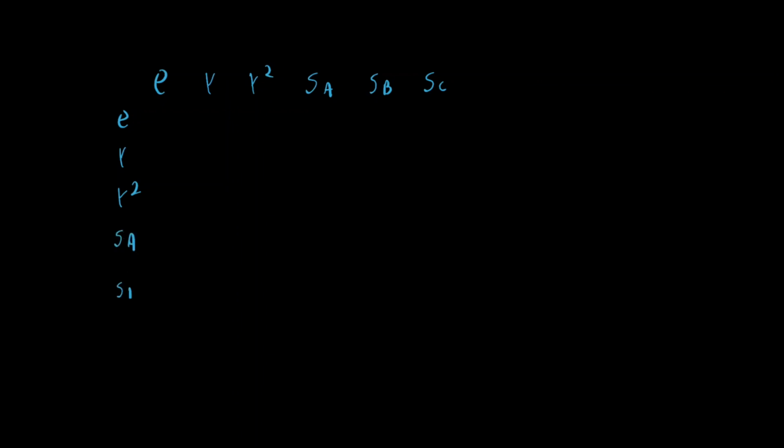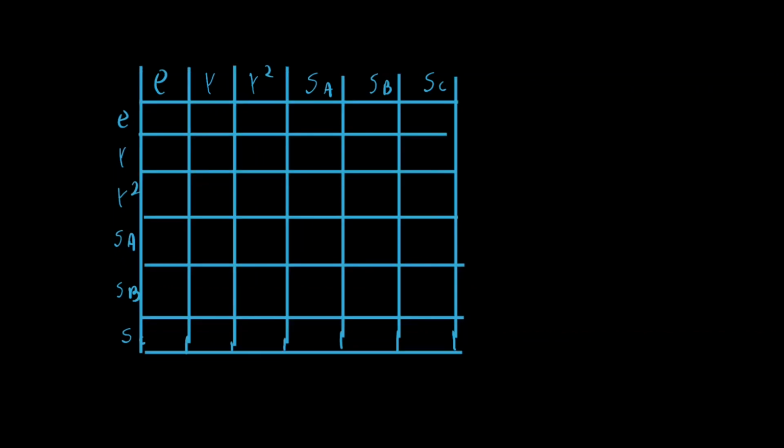For some more in-depth reasoning, let's now build a Cayley table for this algebraic structure. So we have E, then R, R squared, SA, SB, and SC, both along the rows and the columns. Let's now build the rows and columns. I'll do it pretty quickly. Let's start with the first row, E.